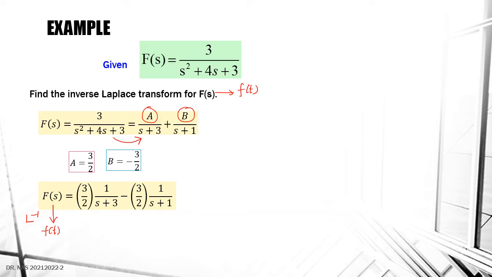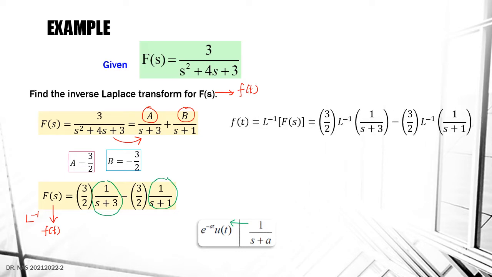So refer to the Laplace transform table. Look at the shape closest to this one and this one. So from the table, 1 over s plus a will produce e to the minus at, u(t) in time domain. So compare your equation with the one in the table in S domain, so that you can identify what is your a.